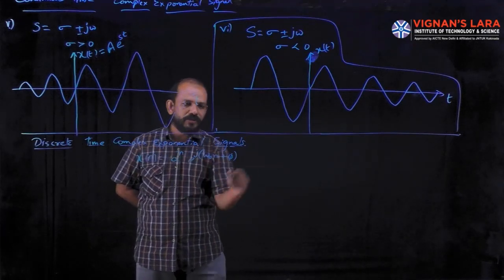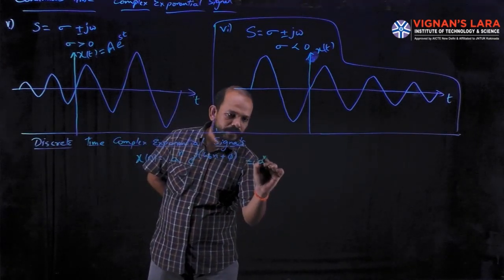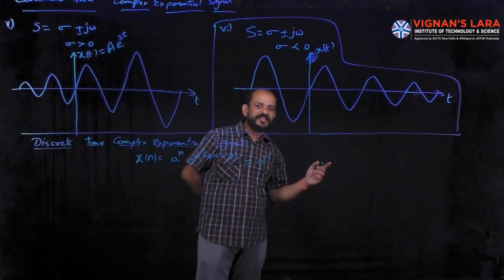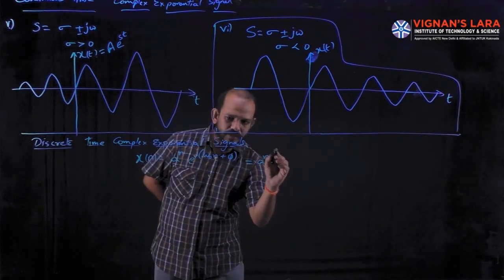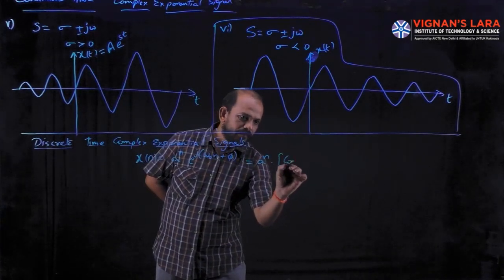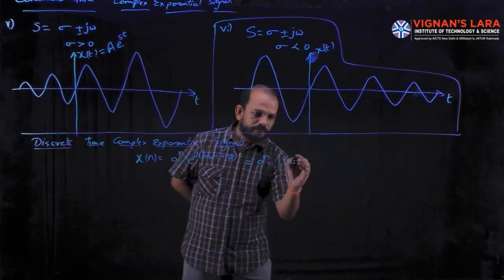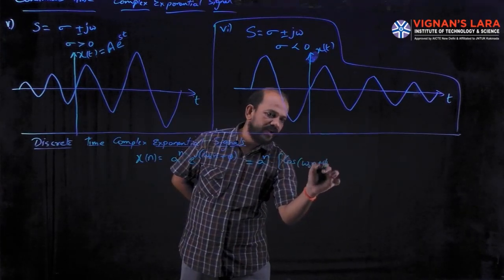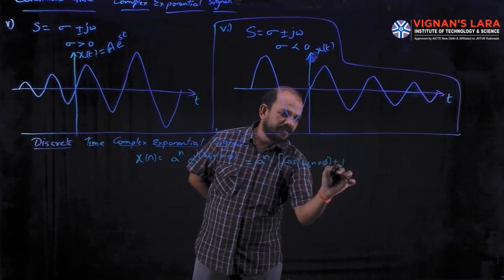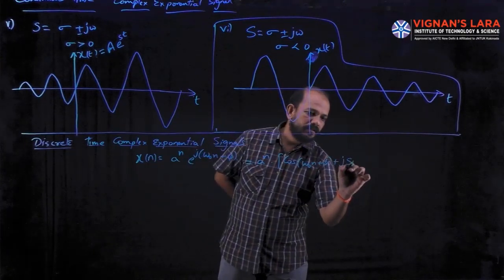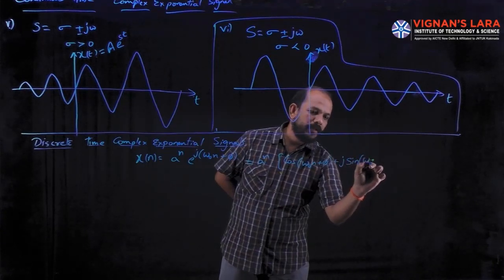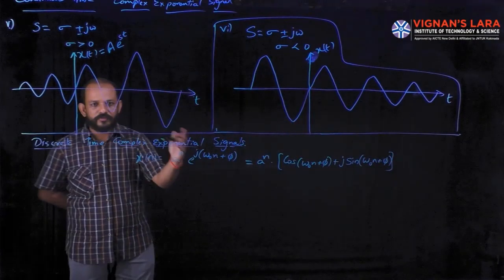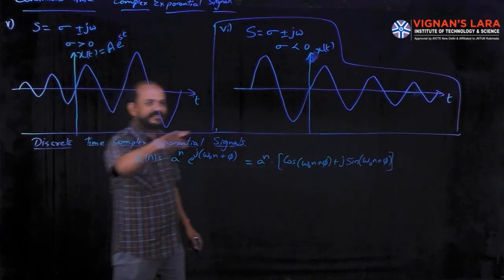Then how can we write this? That will be equal to a to the power n into e to the power j theta. Treat this as theta, so what happens? Cos theta plus j sin theta. That means we have to write cos of omega naught n plus phi plus j sin of omega naught n plus phi. So this is the equation that will represent the discrete time complex exponential signal.